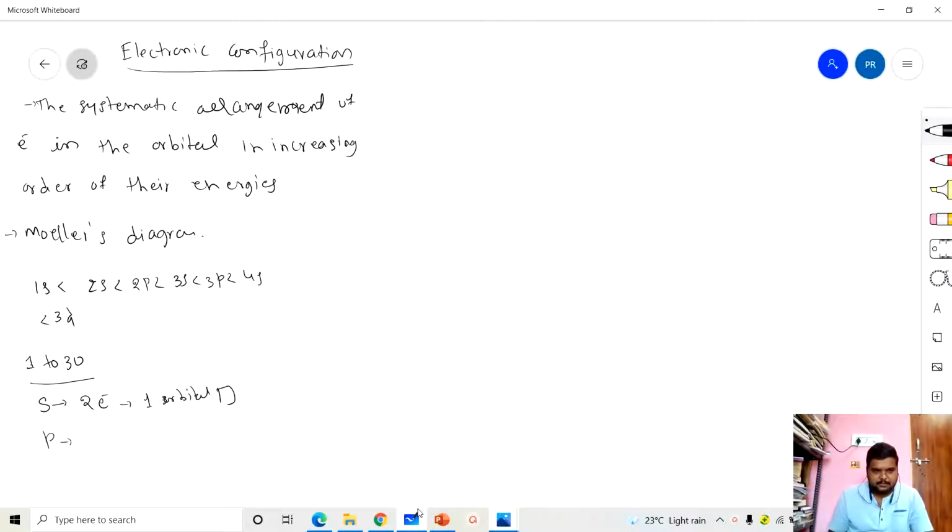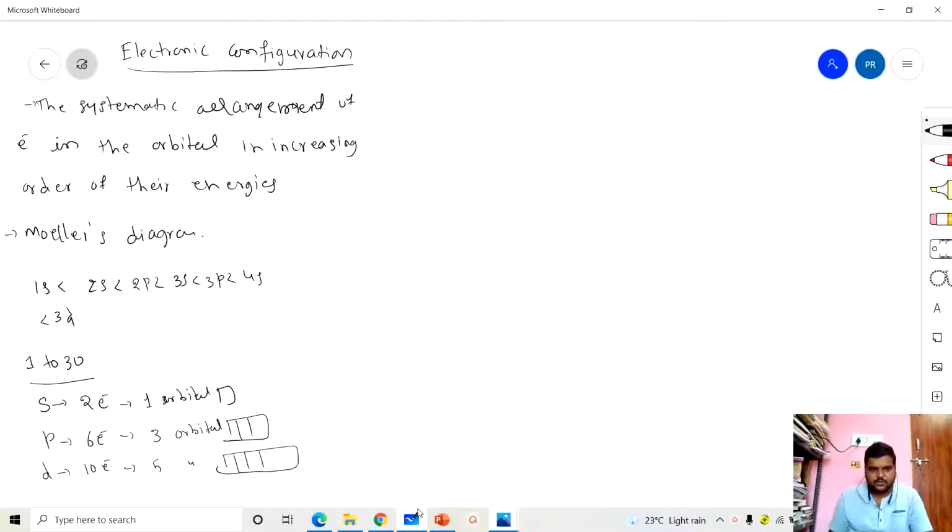The p subshell can accommodate a maximum of 6 electrons. Why? Because it has 3 orbitals. So the p subshell has 3 orbitals, so it can accommodate a maximum of 6. Next, the d subshell can accommodate a maximum of 10 electrons. Why? Because it has 5 orbitals.